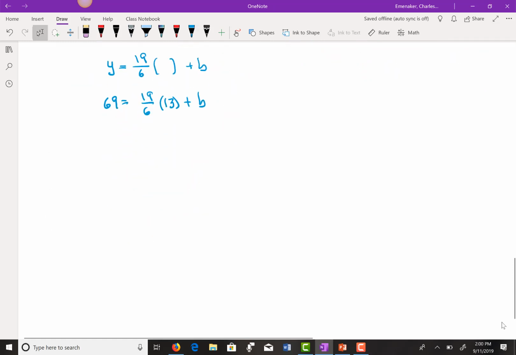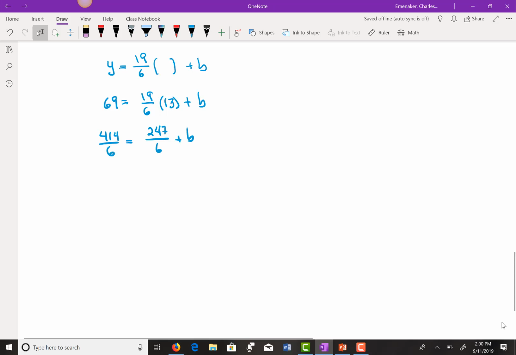Anybody lost? Now we're going to go ahead and solve for b. Let's see here. Got the calculator right there. So first thing I'm going to do is take the 19 times the 13, and that's going to give us 247 over 6 plus b equals, I'm going to do the 69 times 6, which will be 414 over 6.